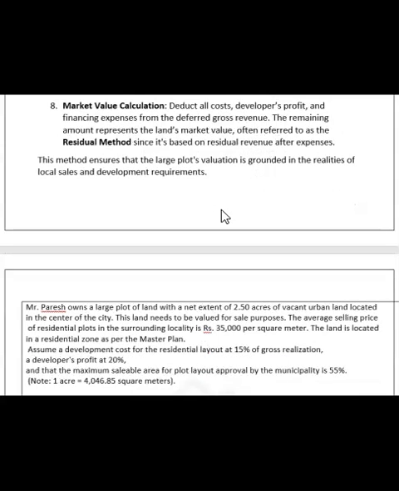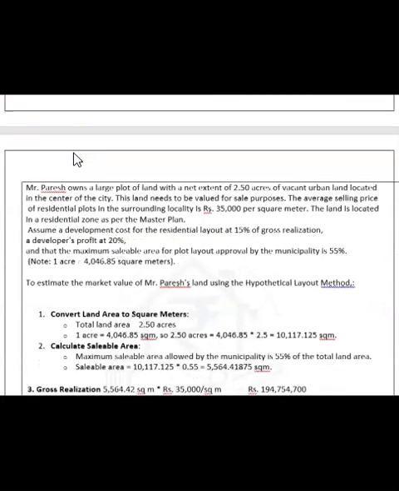A big example, we will do in our case study separate session. This example is so that you can learn how cost is calculated. This is a simple example. Mr. Paresh owns a large plot of land with a net extent of 2.5 acres of vacant urban land located in the center of the city. The land needs to be valued for sale purpose.